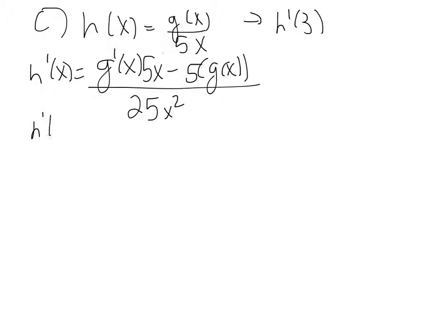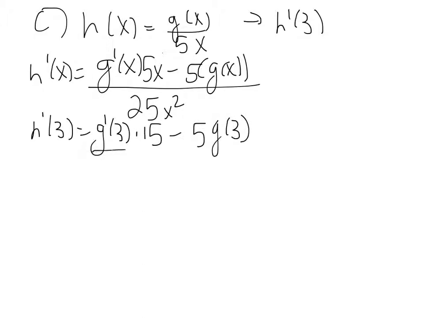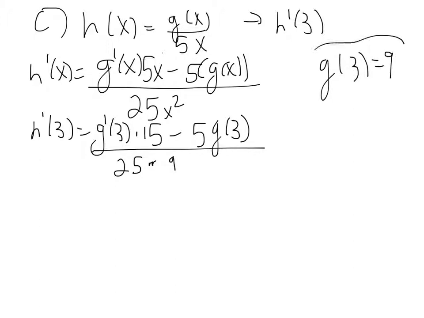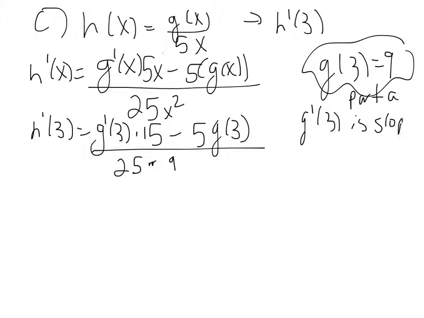And now I'm ready to fill in 3. So g prime of 3 times 15 minus 5 times g of 3 all over 25 times 9. Now, if you're thinking to yourself, what is g prime of 3 and g of 3? Well, we actually found g of 3 a while ago. G of 3 was 9. We did that in part A. How do I find g prime of 3? Well, g prime of 3 is the slope at 3.